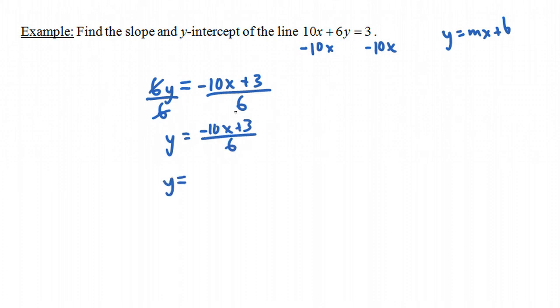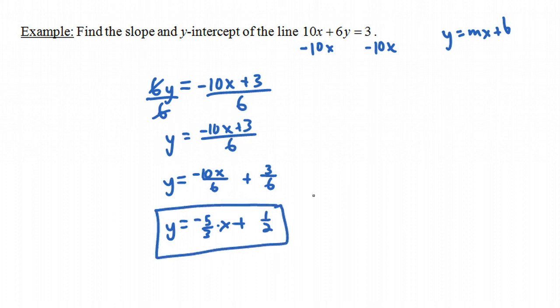Now, this fraction here we can rewrite as negative 10x over 6 plus 3 over 6. Now 3 over 6 is just 1/2, and negative 10 over 6 is just negative 5/3. And you could either put the x on the top of the fraction or put the x out here. It really means the same thing. But what we have is negative 5/3 x plus 1/2. So now it's in slope-intercept form. The y-intercept is going to be 1/2. Okay, and the slope, the m, is going to be negative 5/3.